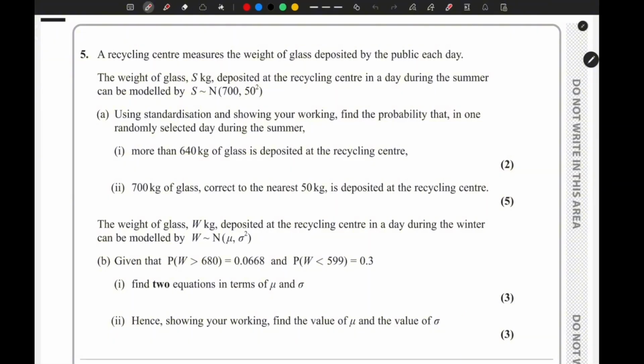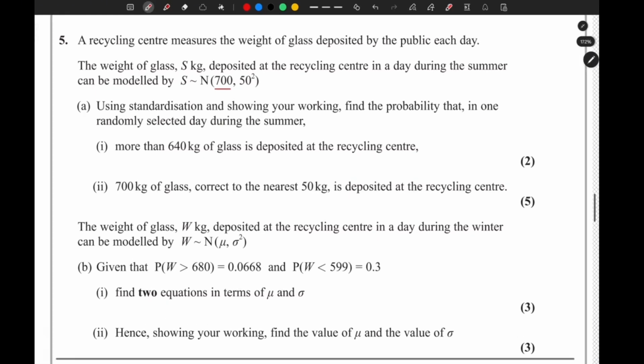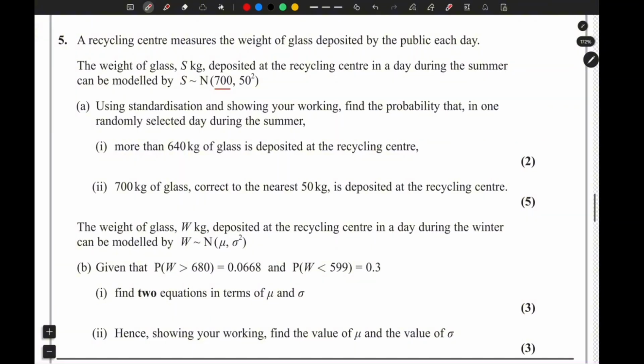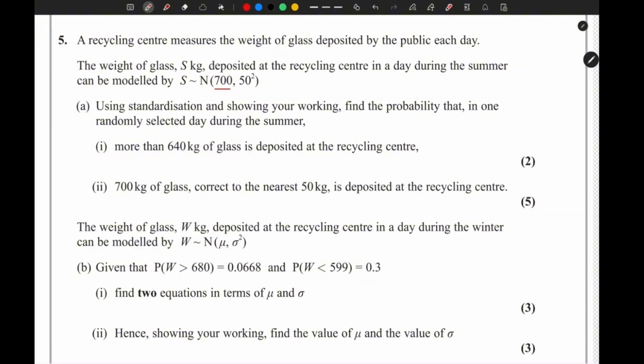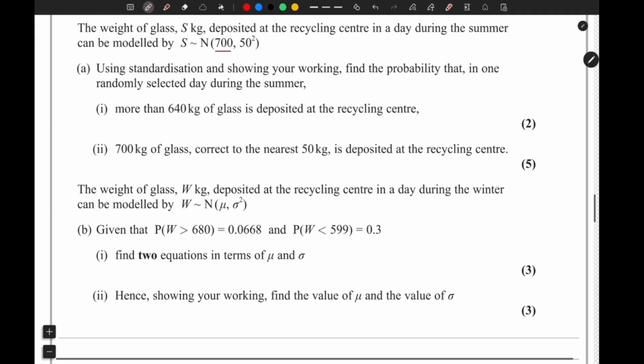A recycling center measures the weight of glass deposited by the public each day. The weight of glass in kilograms deposited at the recycling center is S. So S is normally distributed with mean mu and variance standard deviation squared. So first of all, using standardization and showing your working, find the probability that in one randomly selected day during the summer camp, more than 640 kilograms of glass is deposited at the recycling center.